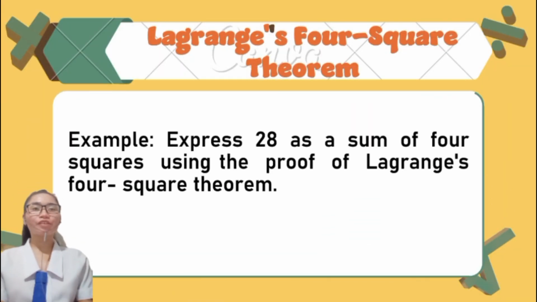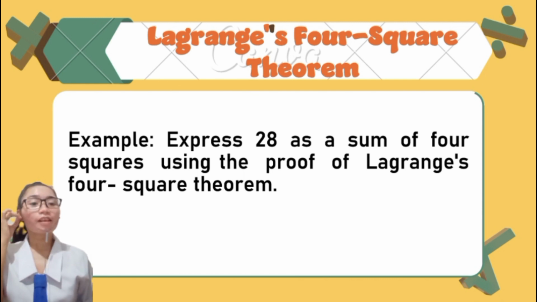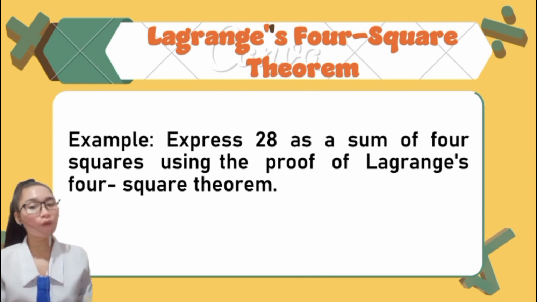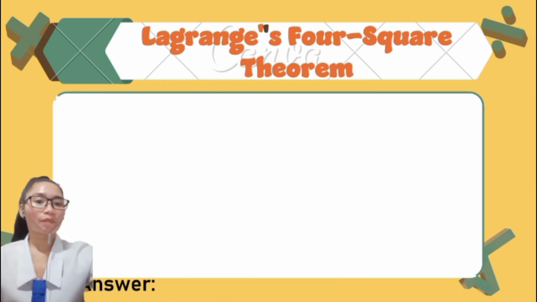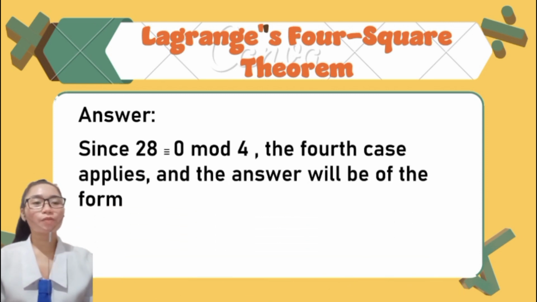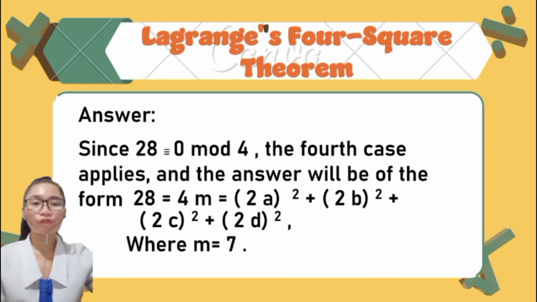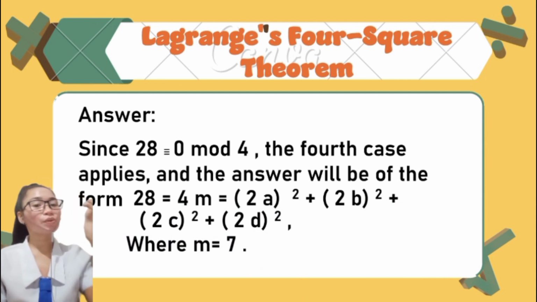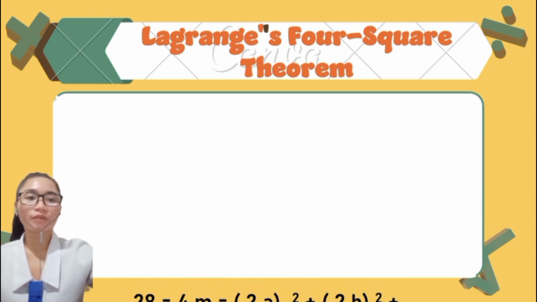Alright, so to further understand this theorem, we will provide some examples. Here is an example: express 28 as a sum of 4 squares using the proof of the Lagrange four-square theorem. Since 28 is equal to 0 mod 4, the fourth case applies, so this will be in the form 28 is equal to 4m, which is equal to the quantity 2a squared plus quantity 2b squared plus quantity 2c squared plus quantity 2d squared, where m is 7.